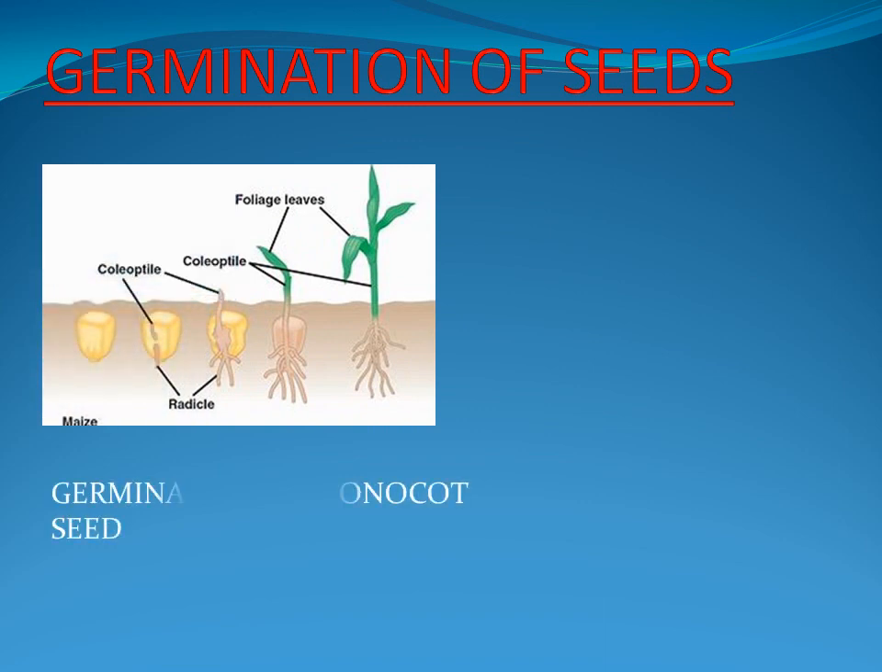So let's move on. Germination of seeds is our last topic, guys. For germination of seeds, I have put germination of a monocot seed, and the first one is maize. The radicle is over here, and the coleoptile is also here, and the foliage leaves you can see over here. So these are the parts of germination of a monocot seed.